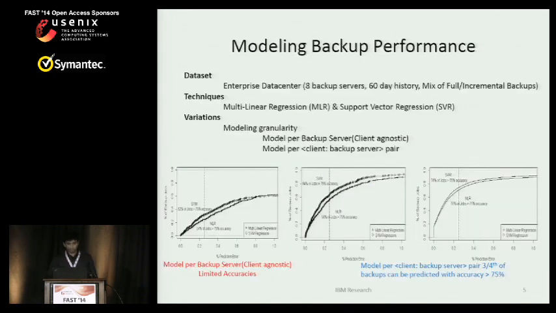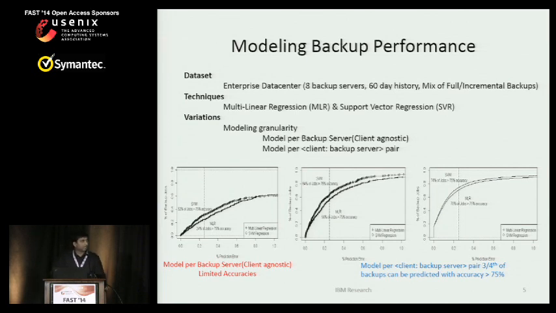So as a first step, we started by modeling backup server performance. So the utility of this is, in order to do any what-if analysis or optimization, you should be able to do an accurate model of performance, else you can't do a proper optimization. So for this, we selected a random subset of 8 backup servers, and each backup server has 60 days of history of different backups that were performed on these servers. It has a good mix of both full and incremental backups.